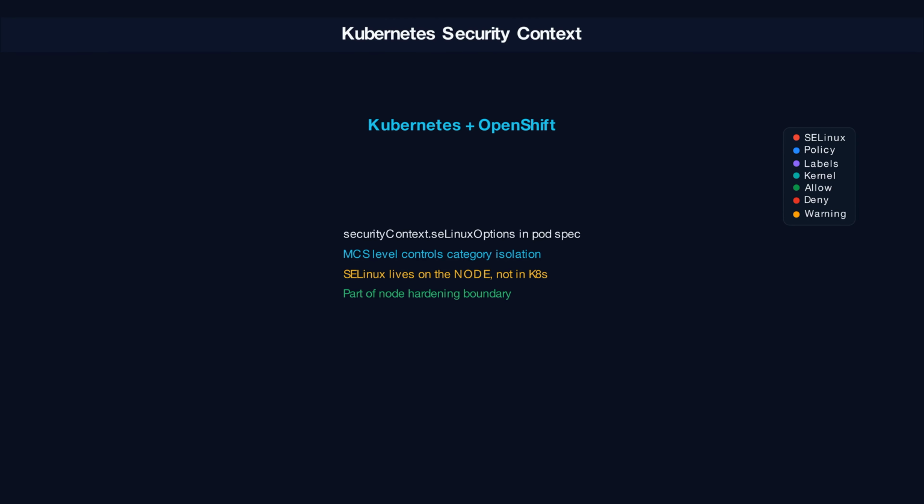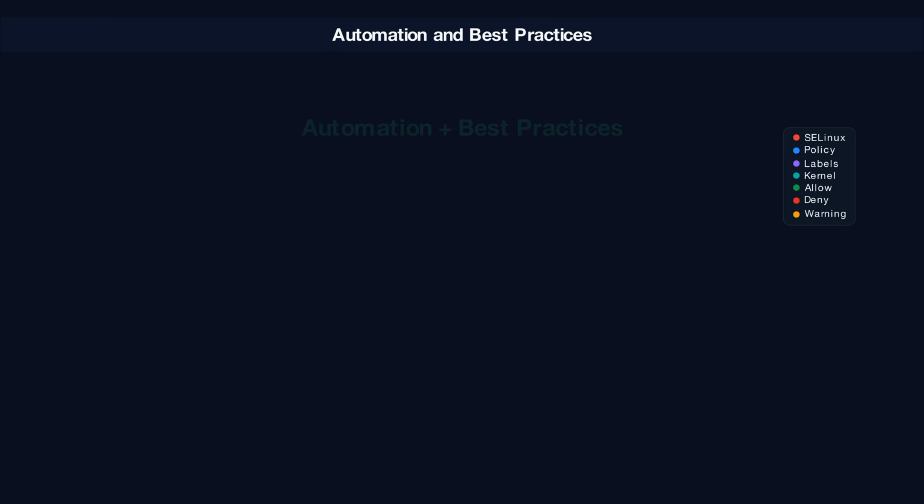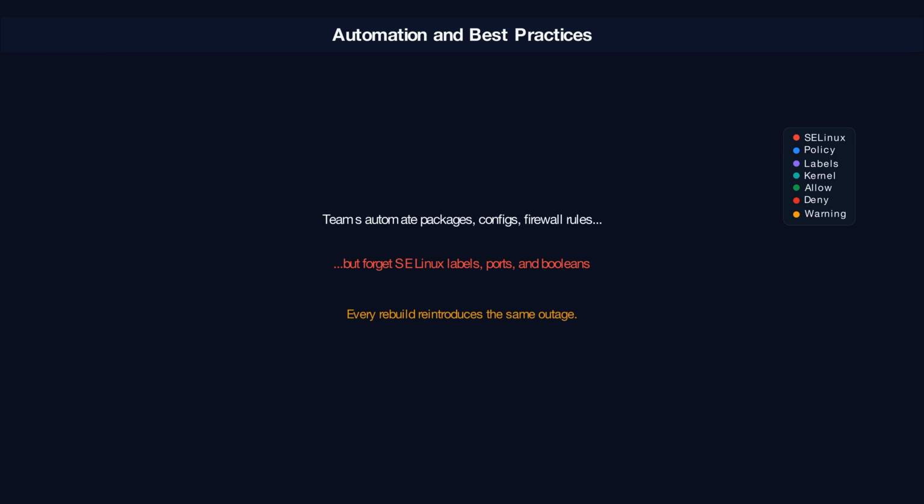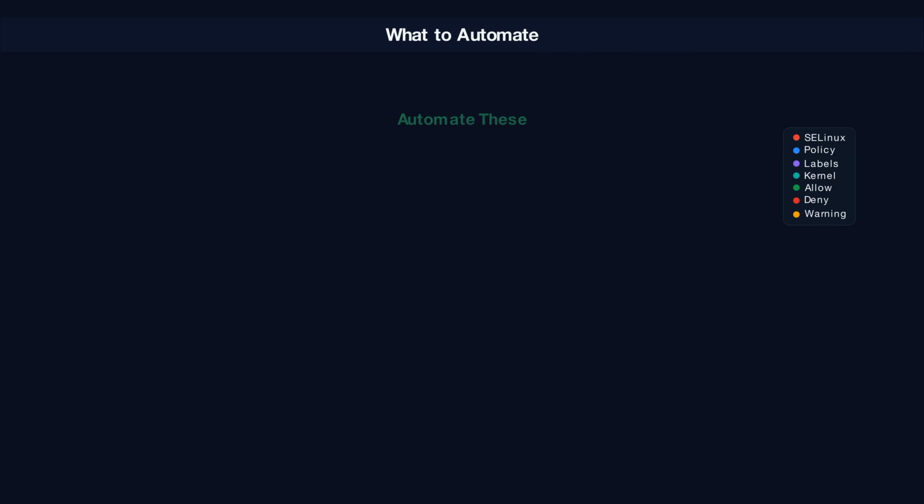SELinux must be part of your infrastructure as code. Many teams automate packages, configs, and firewall rules, but forget to automate SELinux labels, port mappings, Booleans, and policy modules. Then every rebuild reintroduces the same outage. Here is what you should automate.